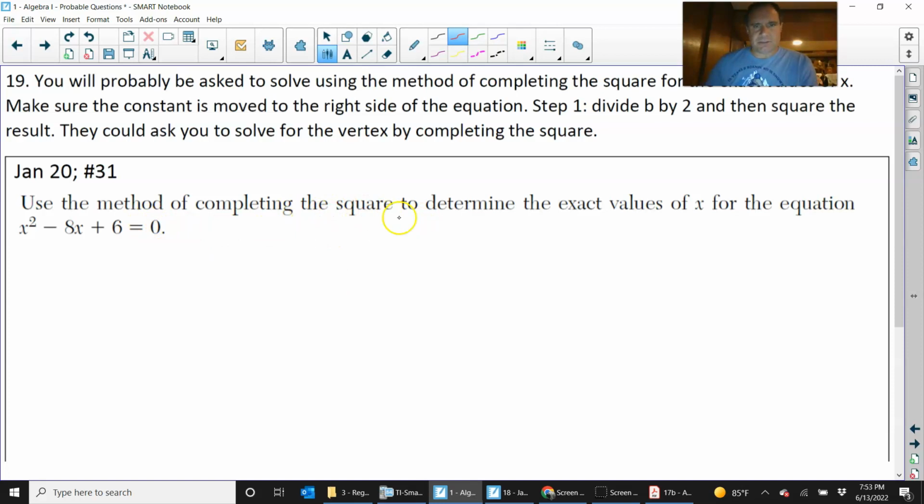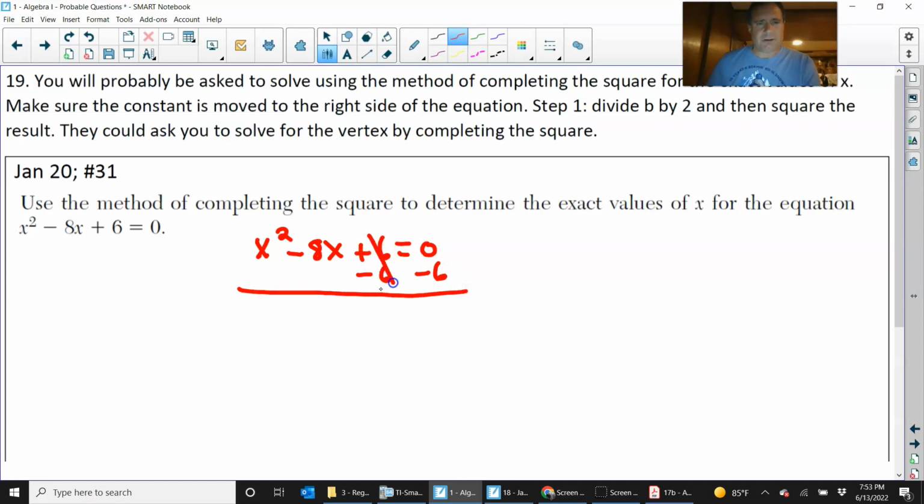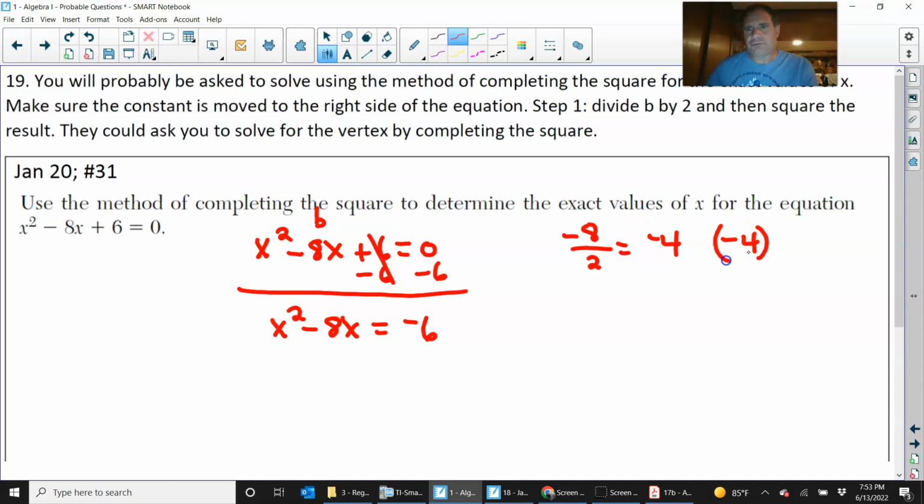Using the method of completing the square, determine the exact values for the equation. Completing the square, just remember, I'm just going to rewrite this right here like this. And completing the square, you must get the constant away from the numbers with the variables. So it's like this. Then you take the -8, which is the b value, and divide it by 2. And then you get your answer, -4. Then you square that. You're completing the square, and it is 16.